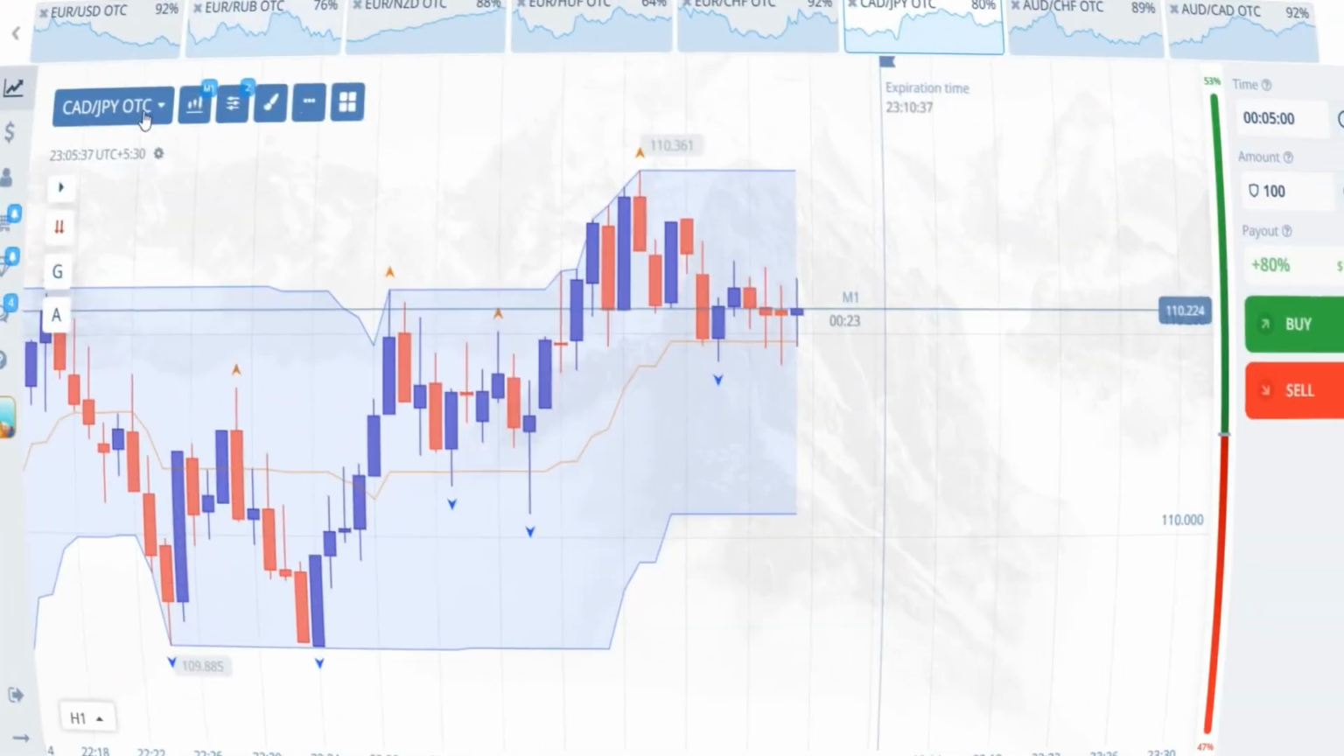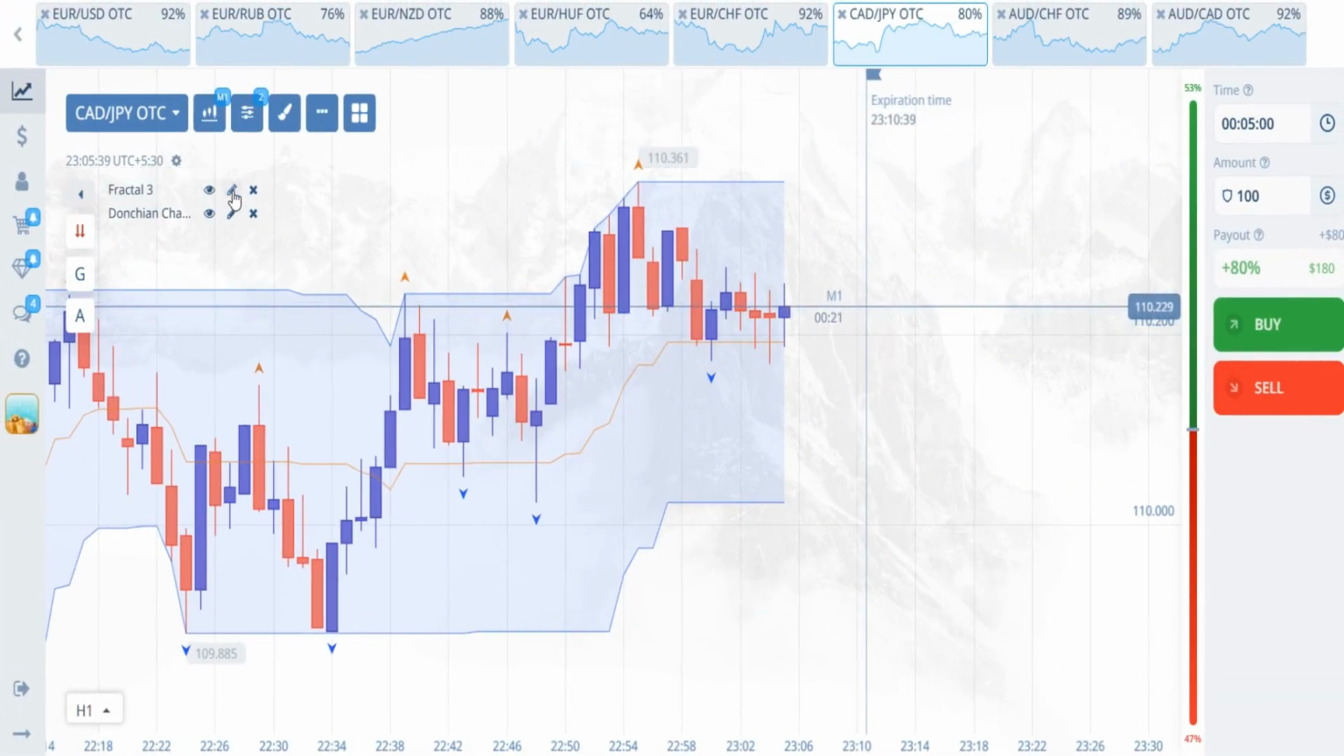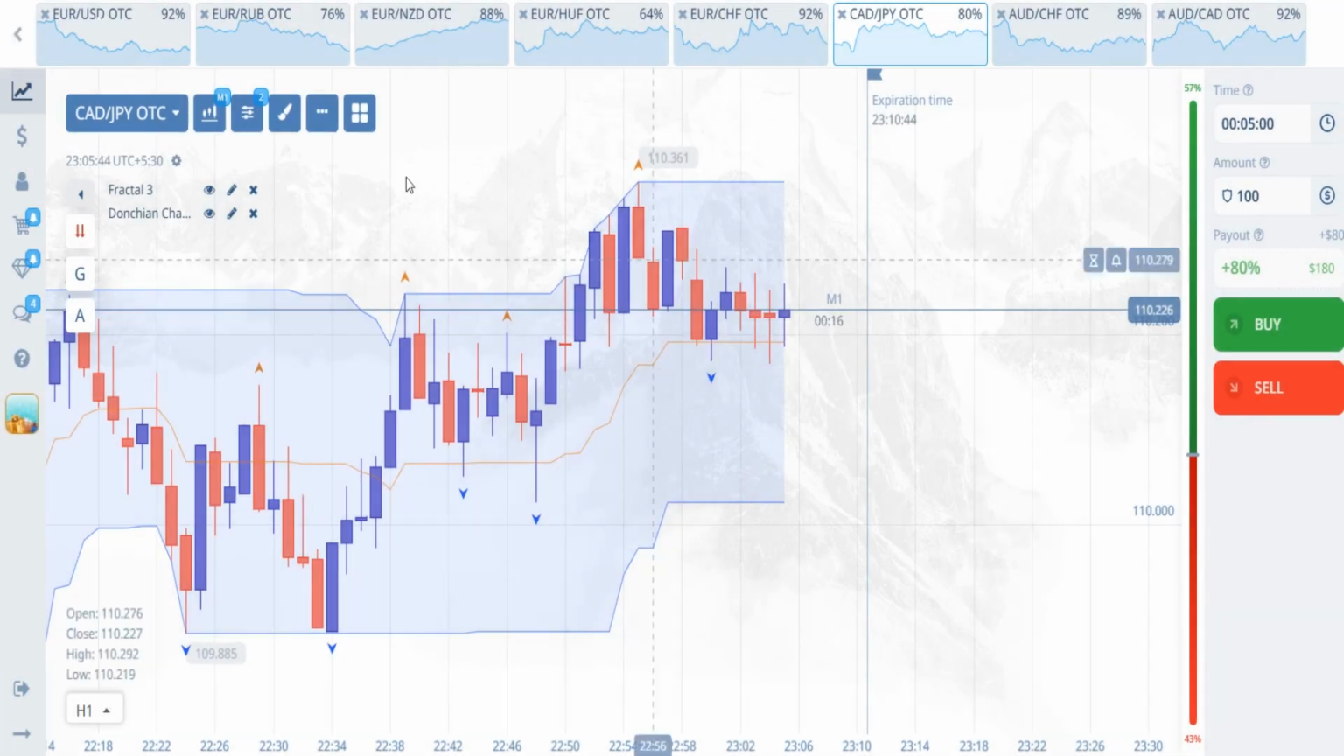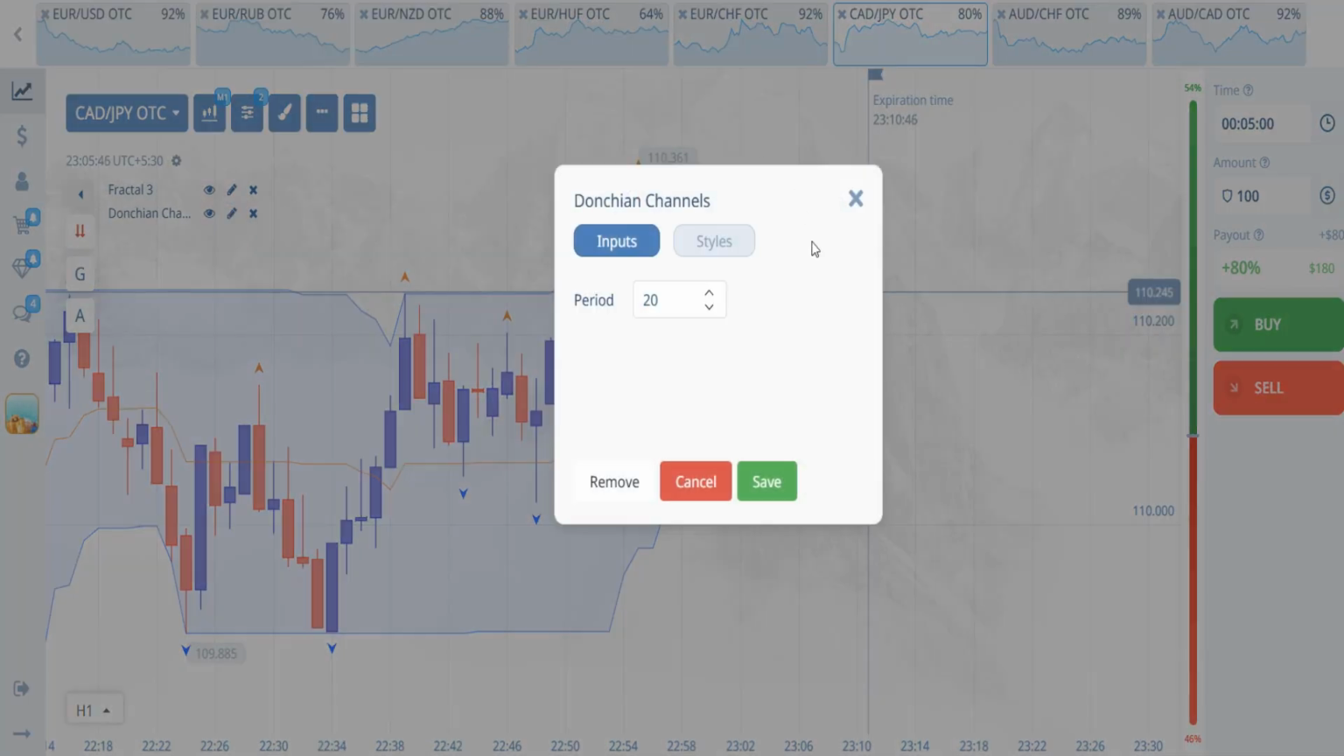Now, let's quickly go over the settings for the two important indicators in this strategy. Set the Fractal Indicator period to 3. Set the Donchian Channel period to 20.